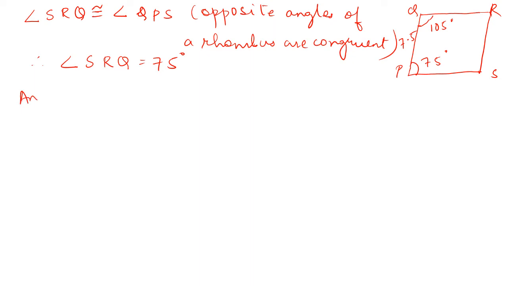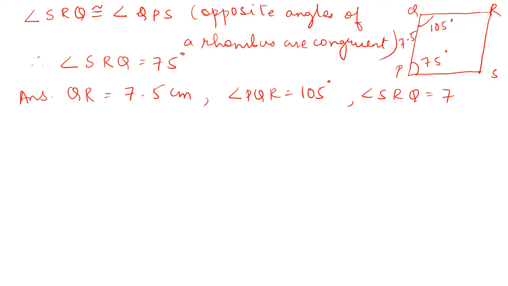So we have found out in the final answer, QR is equal to 7.5 centimeters, and angle PQR is equal to 105 degrees, and angle SRQ is equal to 75 degrees.